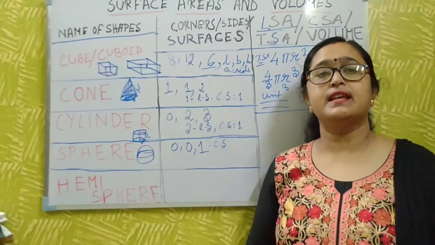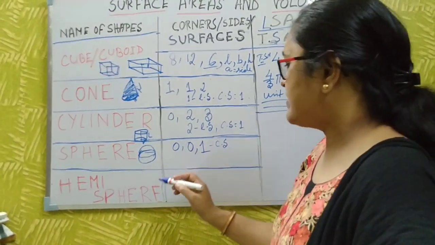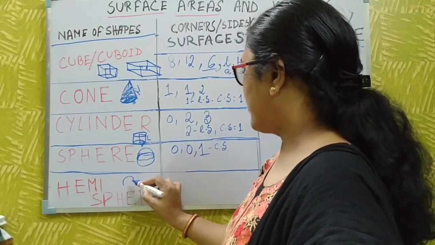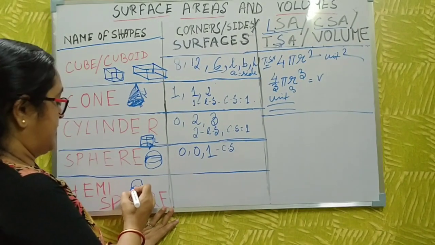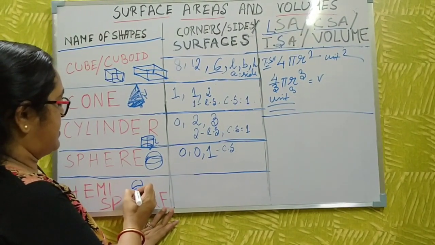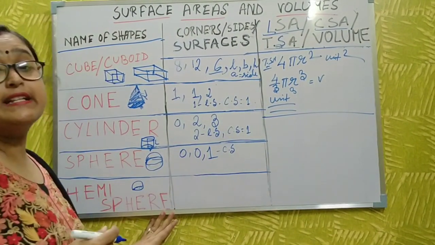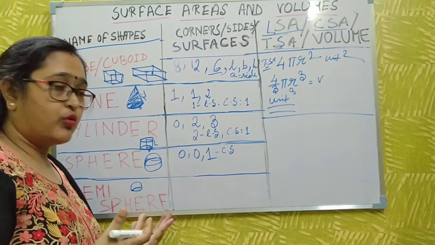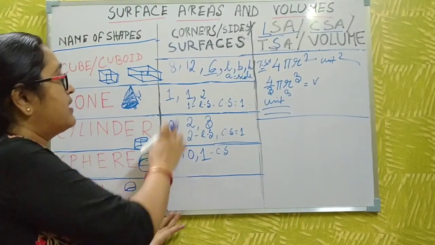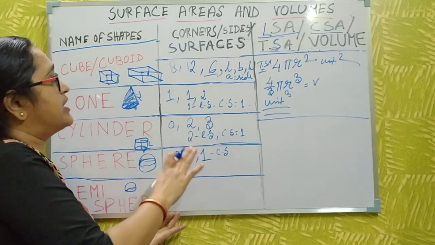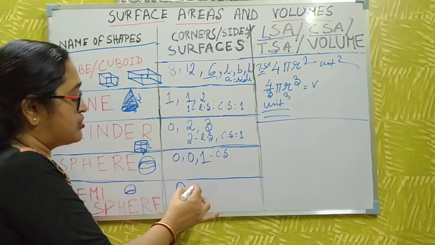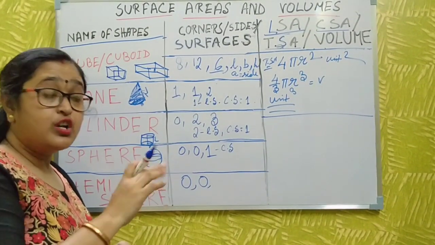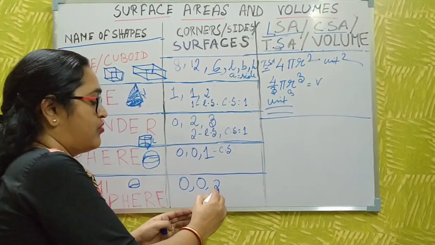Now I discuss about the hemisphere. Hemisphere means half of the sphere. This is the hemisphere. The big example of hemisphere is bowl. Okay. Now there is no corner or vertices also. There is no edges also. Then how many surfaces of the bowl? 2 surfaces of the bowl.